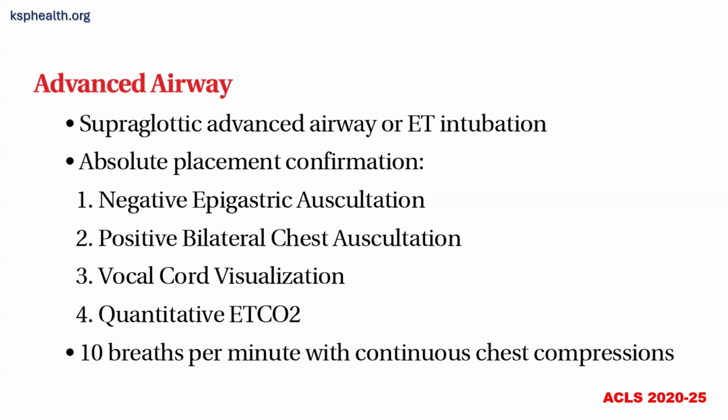Advanced airway means supraglottic advanced airway or endotracheal intubation. Absolute placement confirmation needs to be done by auscultating the epigastric region, positive bilateral chest auscultation, vocal cord visualization when you are intubating, and quantitative end-tidal CO2. And when you do that, give 10 breaths per minute with continuous chest compression. So when you do an advanced airway, the person who is proficient in advanced airway needs to do the advanced airway insertion.